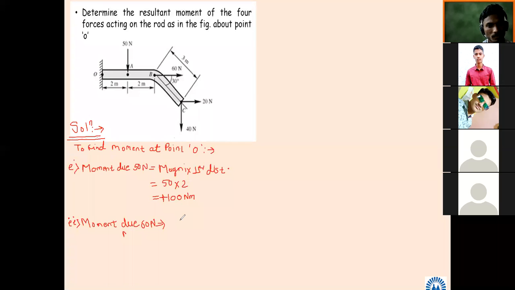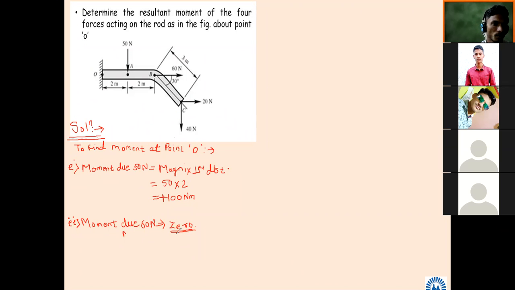Line of action passing through the point. Very good. So the line of action of the 60 Newton force is passing through point O. So the moment due to the 60 Newton force will be 0. It is as simple as this. The line of action of the 60 Newton force is passing through point O. That's why the moment due to that force will be 0.